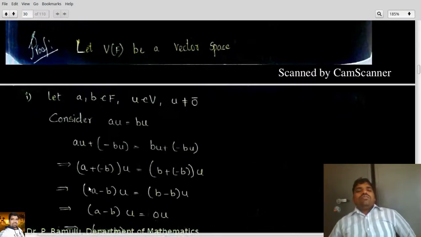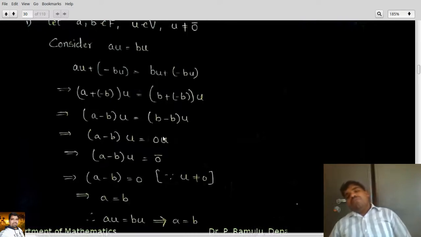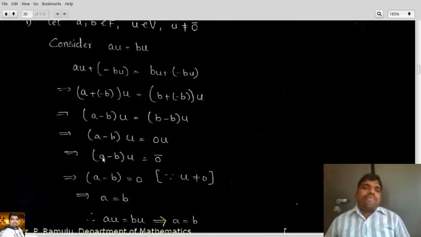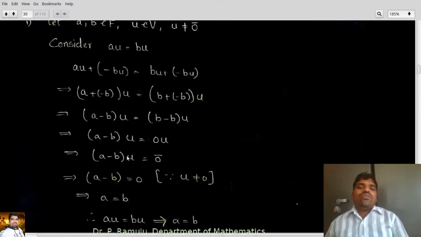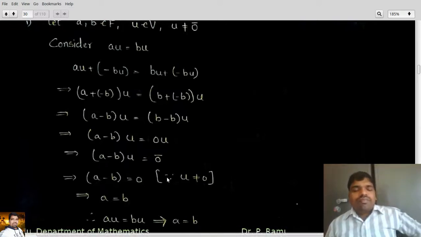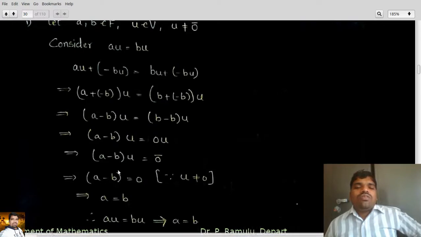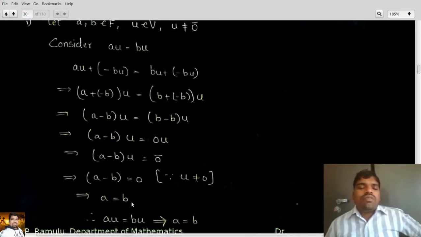Here b minus b equal to 0, we will get a minus b into u equal to 0 bar. We already proved this theorem just now: a minus b into u equal to 0 bar, which implies a minus b equal to 0 bar, since u is not equal to 0. Because a minus b is equal to 0 and u is not equal to 0, therefore a minus b is equal to 0. This implies a equal to b.